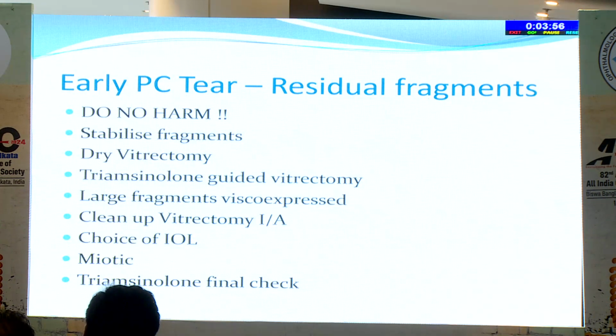Like I said, you go in with Viscoat initially before you pull out the nucleus itself. It helps in two ways. One, it stabilizes and blocks the PC opening. Second, it will not allow the PC rent to extend, and it also helps to stabilize the other fragments. You also always do a dry vitrectomy, and then you can also use triamcinolone if necessary.